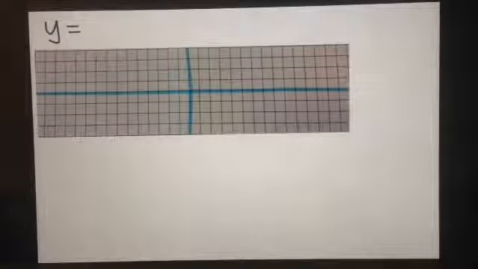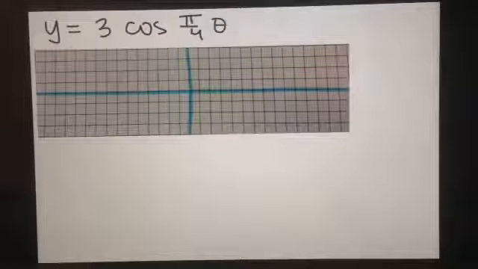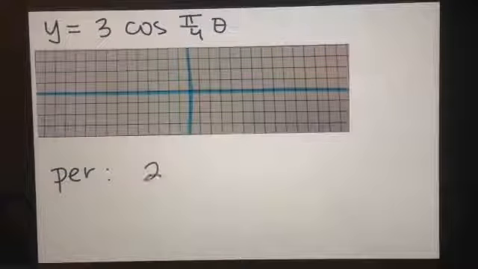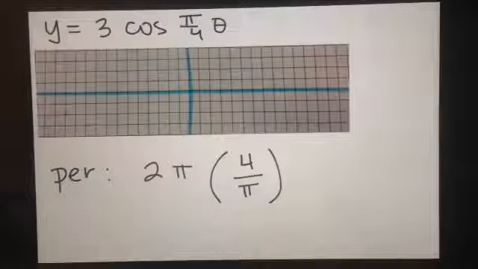All right, let's say we have y equals 3 cos, and then let's say we have pi 4ths theta. This is kind of an interesting problem. So when we look at the period of the graph, 2 pi is a normal period. I'm going to do the opposite version of this. So I'm going to take 2 pi, I'm going to multiply it by 4 over pi. So I'm just doing the opposite of it like I've been doing every other time. If it was divided by 3, I multiplied by 3. If it was multiplied by 4, I divided by 4. So all I'm doing is the opposite of this.